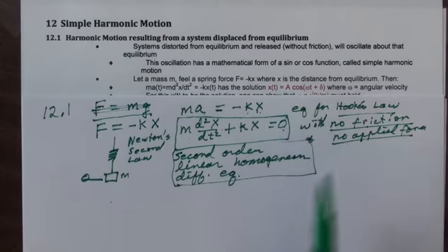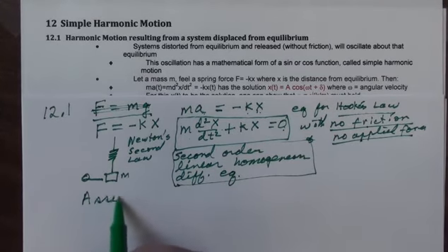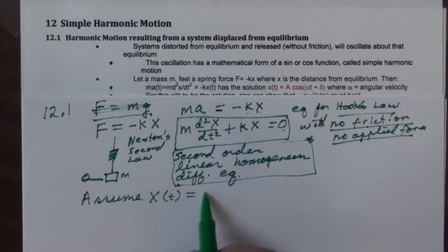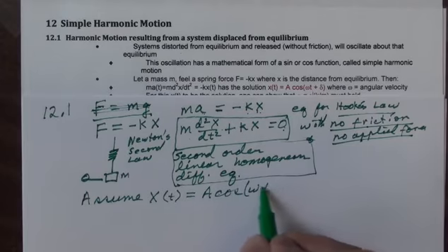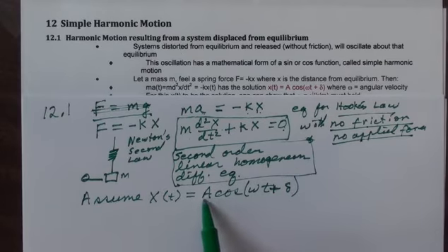So we're going to take a cosine function, and what we're going to do here is we're going to assume that our solution x of t is equal to some constant A times a cosine of omega t plus some phase angle delta. This will be called the amplitude, this will be called the angular velocity, and this will be called the phase.